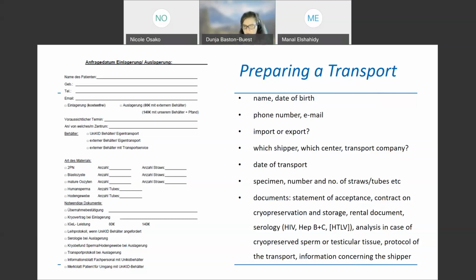And we've got a fixed protocol for the transport, which I will show you next. And information concerning the shippers. So if we send our shipper, then the other center will get information about how to handle this shipper regarding weight and so on.